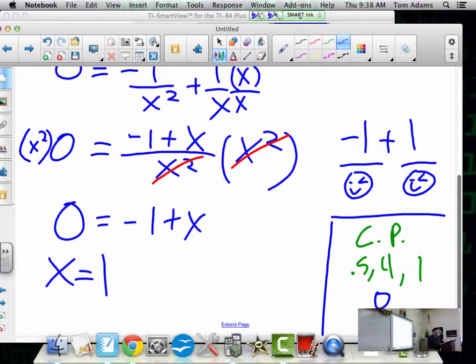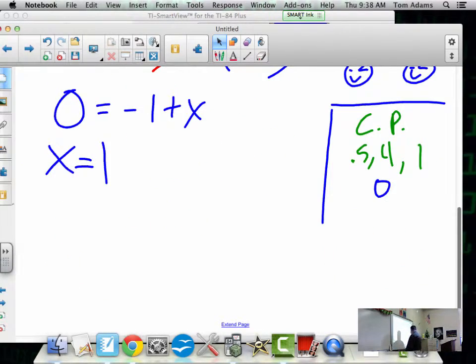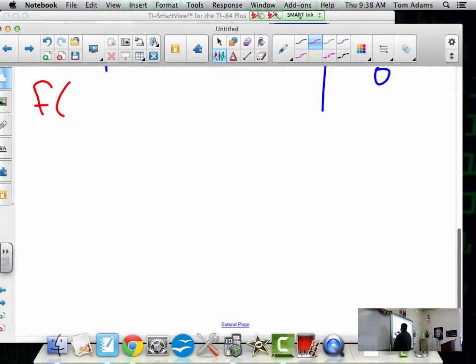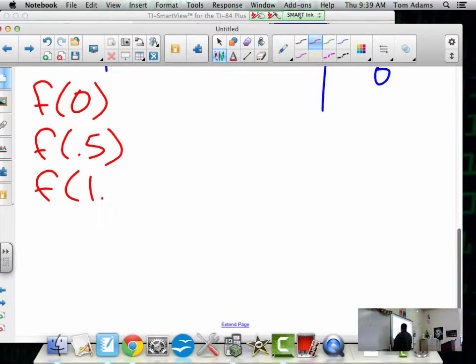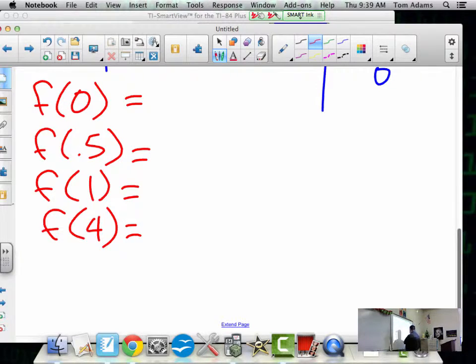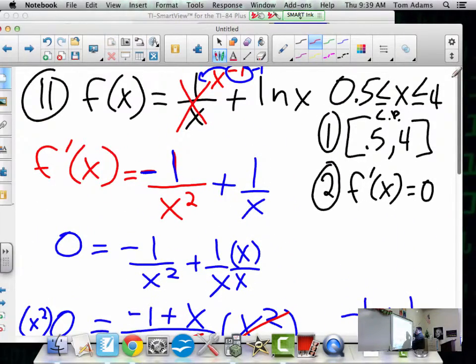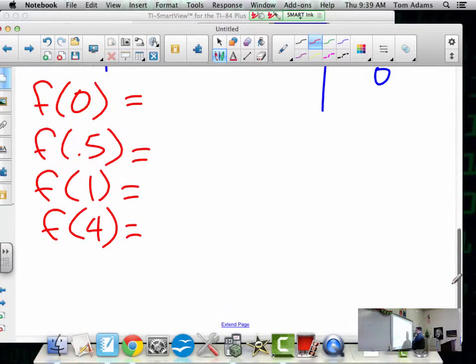Are you guys with me so far? Yes. All right, good. So our 4 critical points are those numbers there, so that means that we need to evaluate f of, and let me see if I can write them in order: f of 0, f of 0.5, f of 1, and f of 4. I know that you guys know algebra, and you could calculate this by hand, but I'm going to do the first one, and then we're going to use the calculator for the rest. So our original function was 1 over x plus the natural log of x.